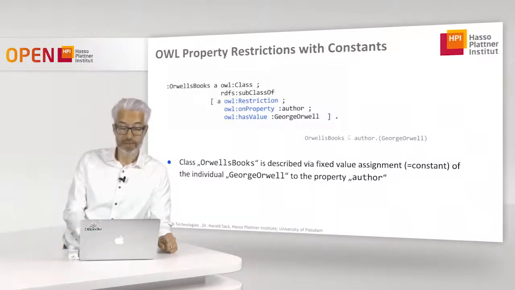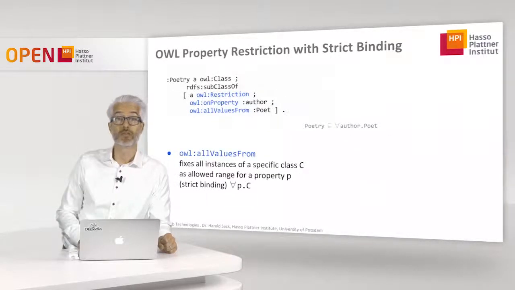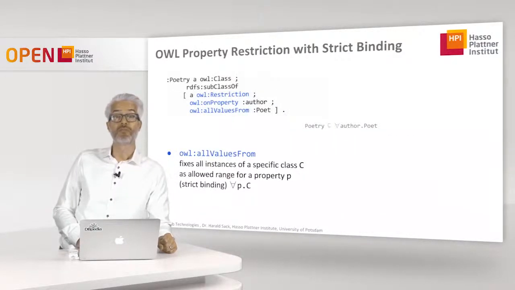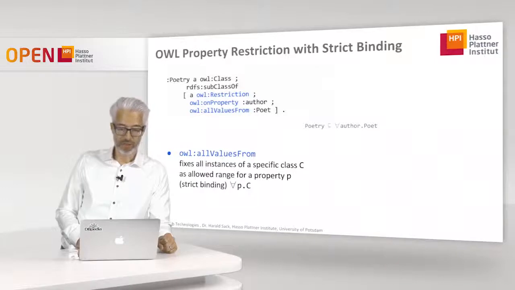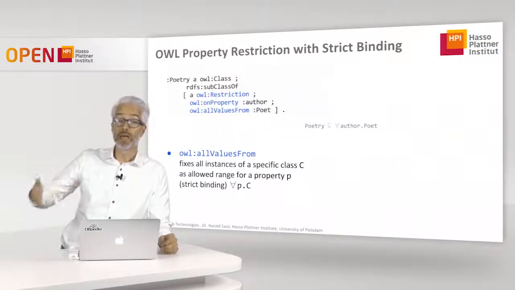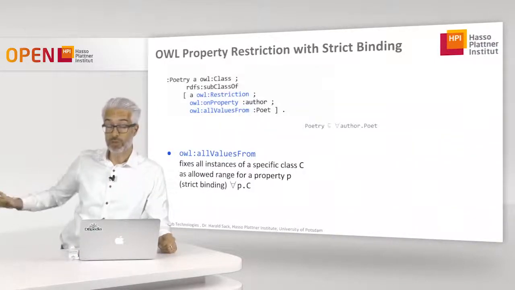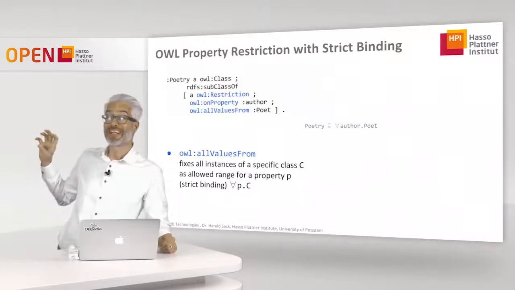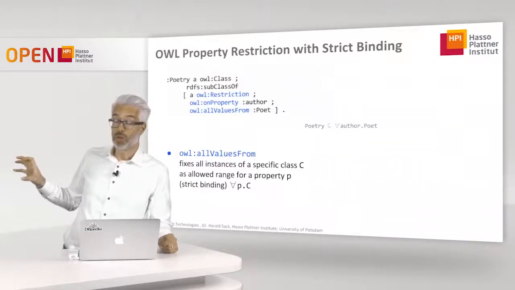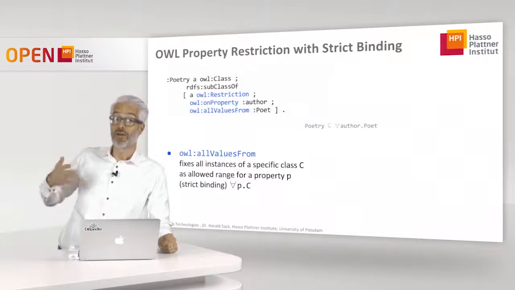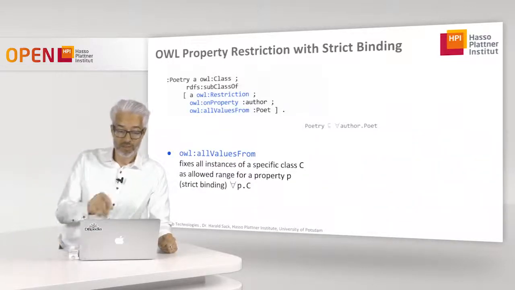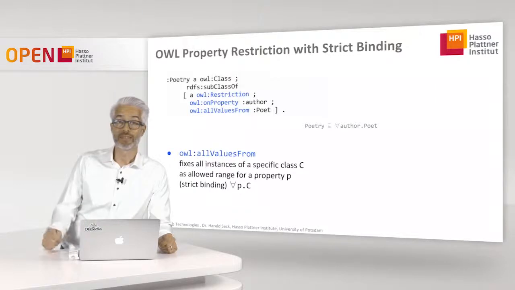Now, again, let's have a look at loose binding and strict binding. So first here we have a strict binding relationship. Strict binding, again, we are restricting the range of a property to a specific class. And moreover, we are saying that all members that we are talking about in that class definition, they must comply to that binding.